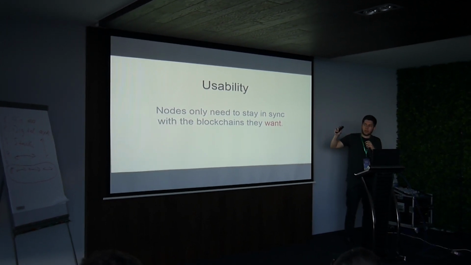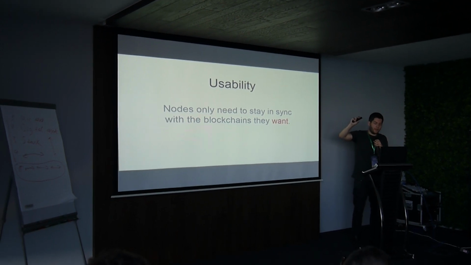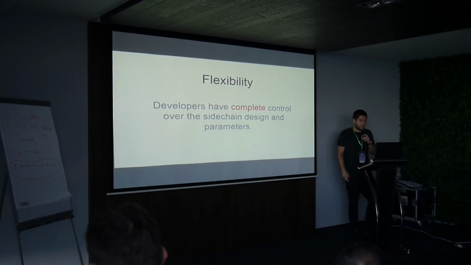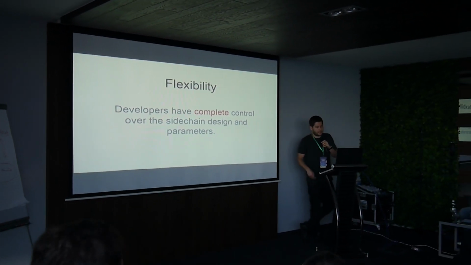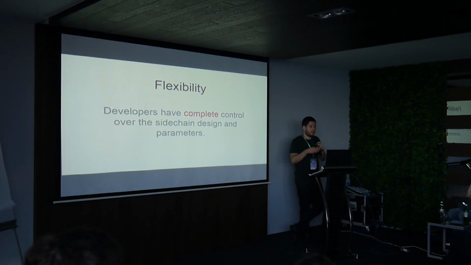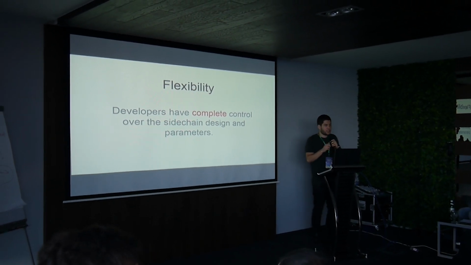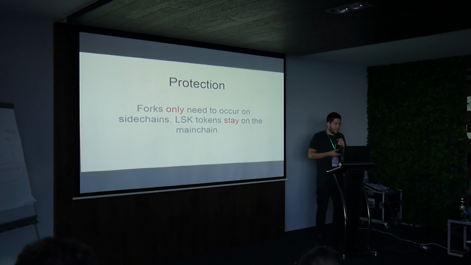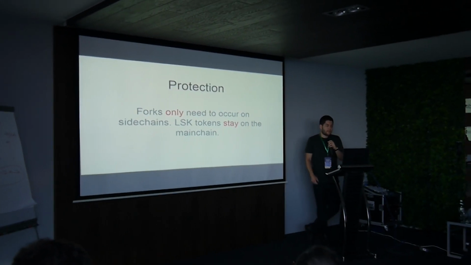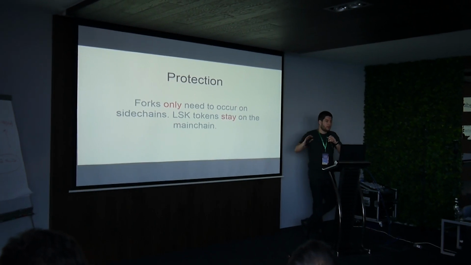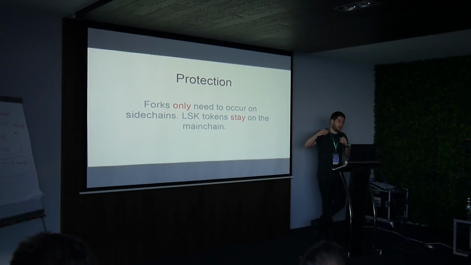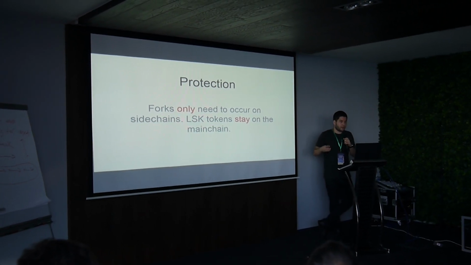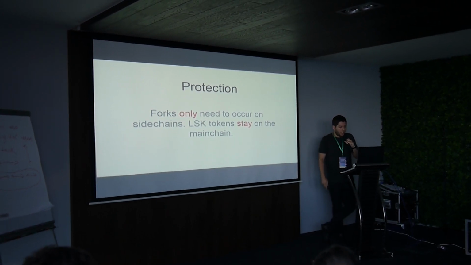So that means you have the main blockchain, and you have many different sidechains where you can decide to sync them or not sync them. It's extremely flexible. That means the developers have complete control over the sidechain design and parameters, so they can really change everything they want. They can change the block time, as I said, or the consensus algorithm. And it's quite protected. For example, in case of forks, all that's going wrong is only going wrong in the sidechain. So the main Lisk blockchain stays quite unaffected. So if you need to fork something, you just fork the sidechain in this case.